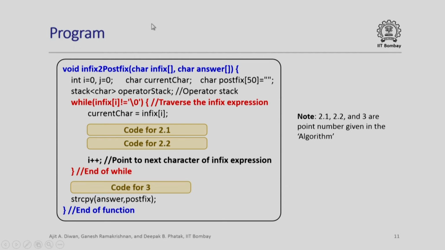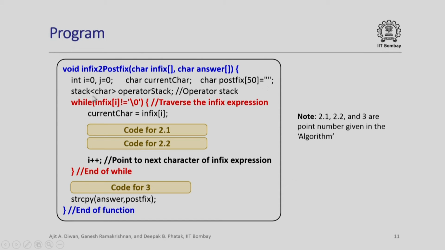Now, we come to that part of the program, the function which actually does the infix to postfix conversion. This has two parameters, infix as the input array and the postfix array, which is actually assembled in an array called answer in this function. So, I declare the current char, i, j, etc. I declare a char postfix internal array which I initialize to blank.